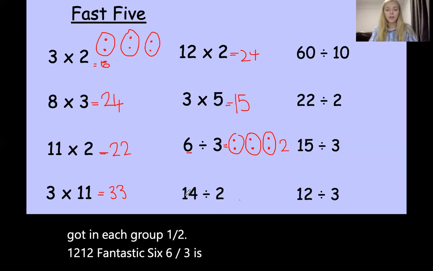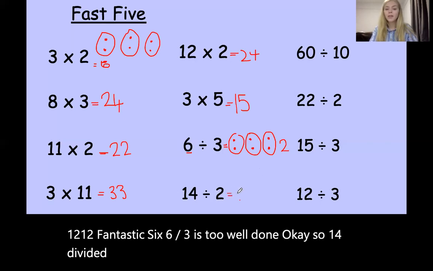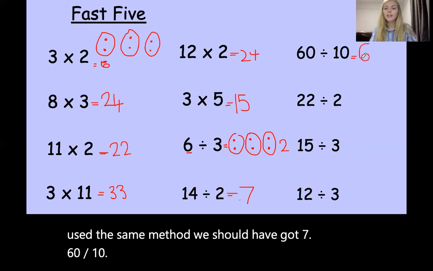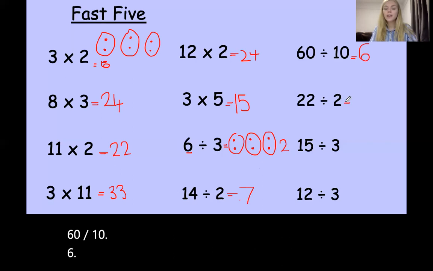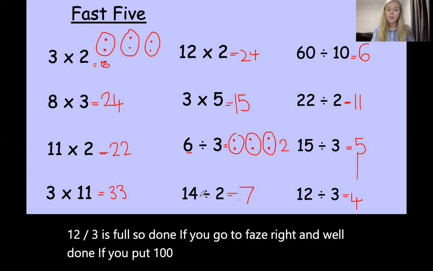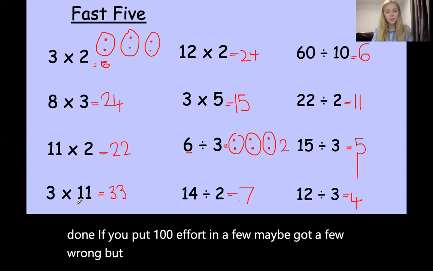Well done. Okay, so 14 divided by 2. If we use the same method, we should have got 7. 60 divided by 10, 6. 22 divided by 2 is 11. 15 divided by 3 is 5. And 12 divided by 3 is 4. So well done if you got all of those right. And well done if you put 100% effort in. If you maybe got a few wrong, but you know you put 100% effort in, that is brilliant.